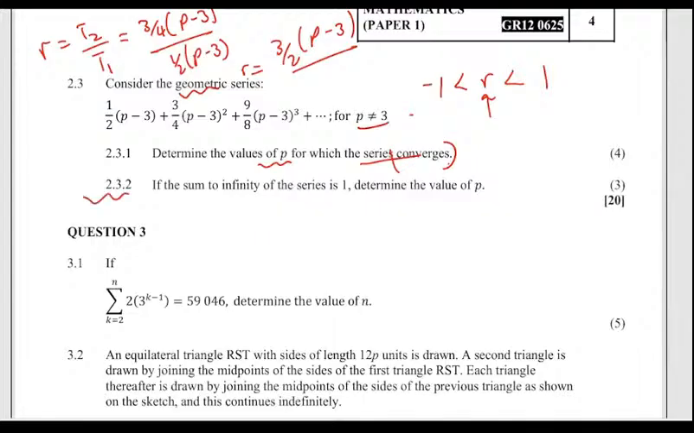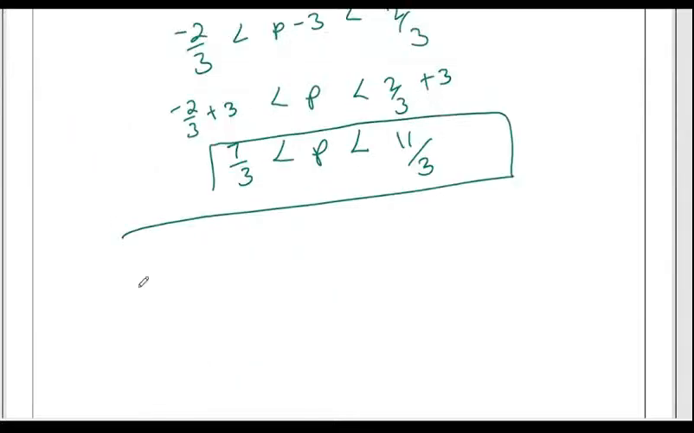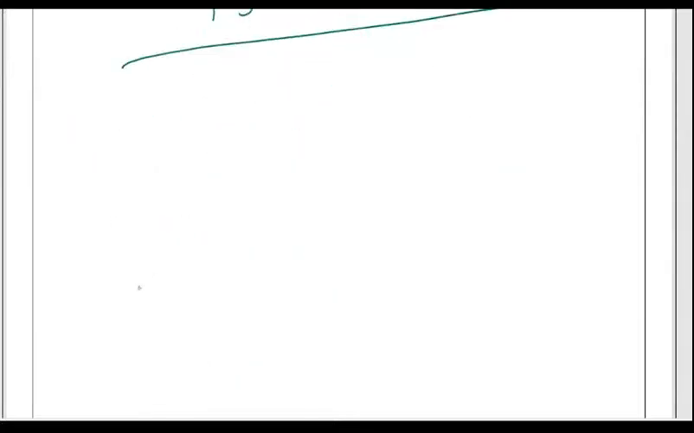Then 2.3.2, the last part of the 20 marks. If the sum to infinity is 1, can we determine the value of p? Now, one thing we need to remember is the formula. Know that sum to infinity is given as a over 1 minus r. Our sum to infinity is 1. What is our a, the first term?